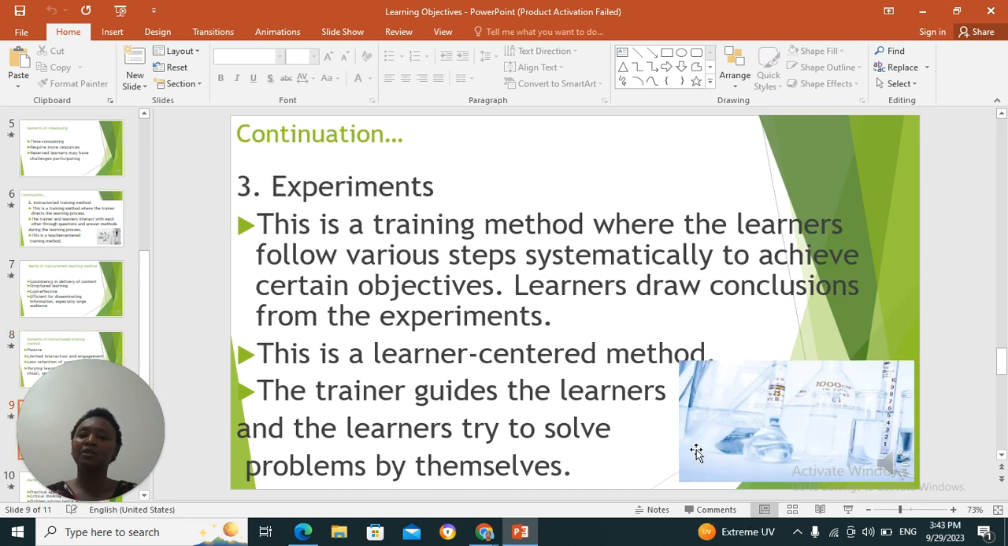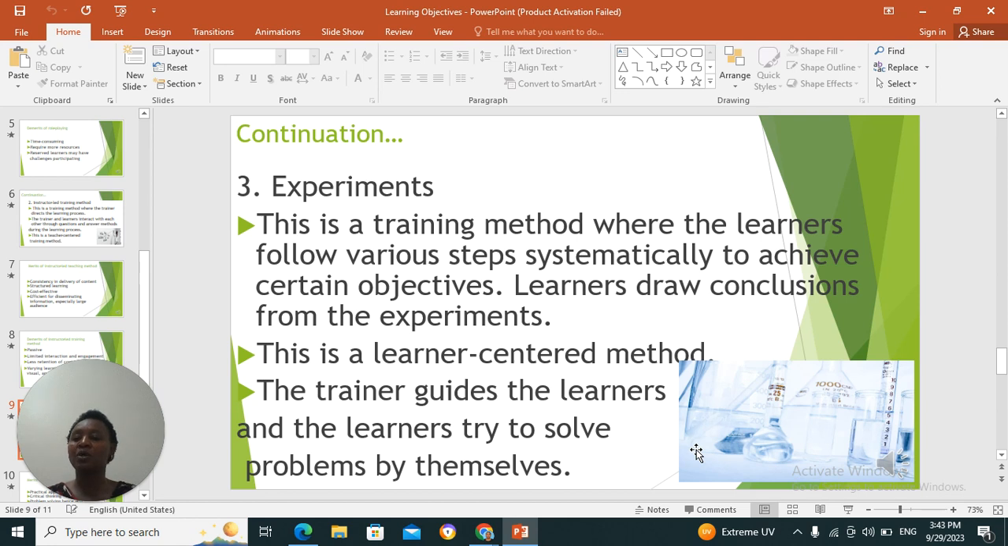The other training method is the use of experiments. This is a training method where the learners follow various steps systematically to achieve certain objectives. Learners then draw conclusions from the experiments. This is also a learner-centered method. The trainer guides the learners and the learners try to solve the problems themselves.